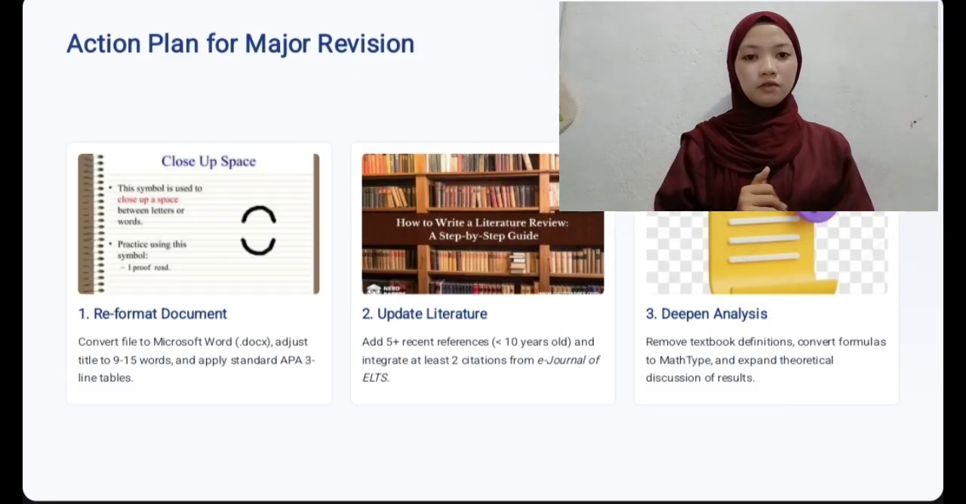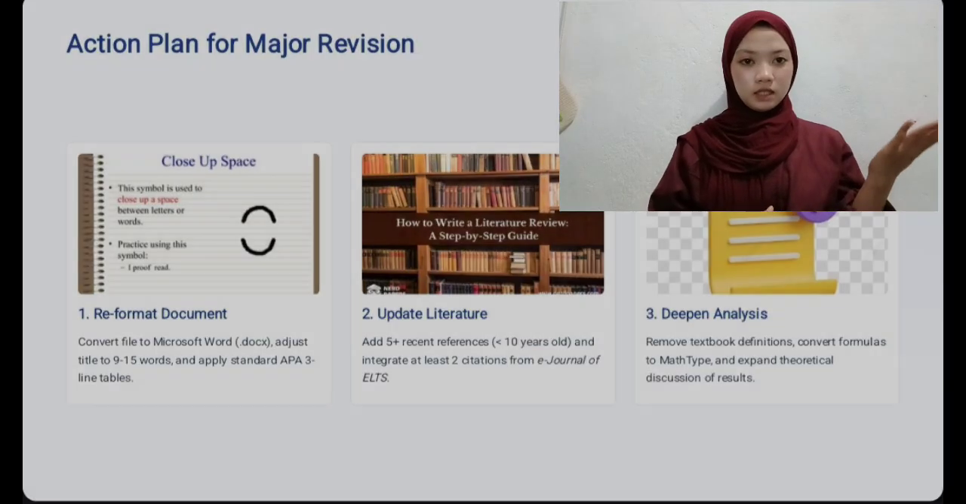2. Refine research depth. Remove basic method definitions, format formulas using MathType, and deepen the discussion by contrasting findings with prior literature. 3. Overhaul the references. Expand the reference list to at least 25 recent sources. Apply proper APA style and incorporate at least two relevant citations from the journal ELTS.